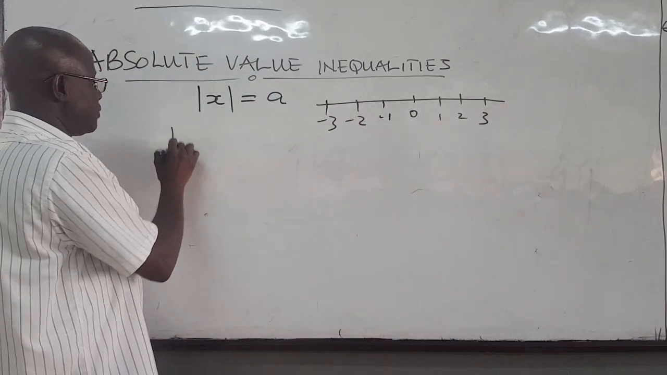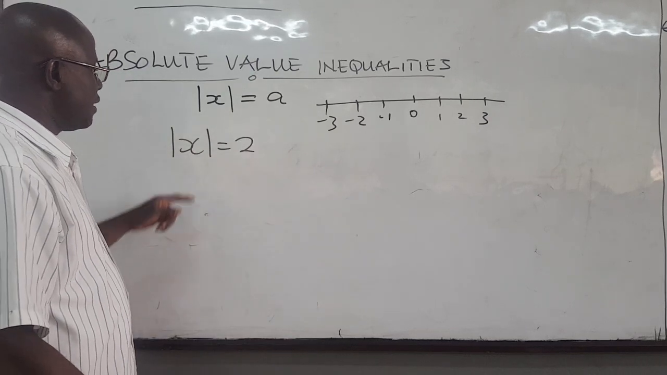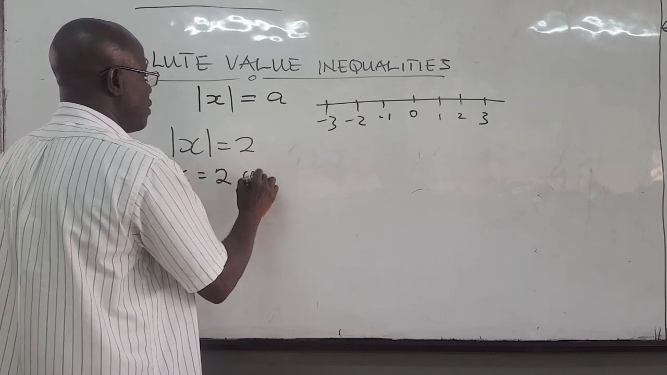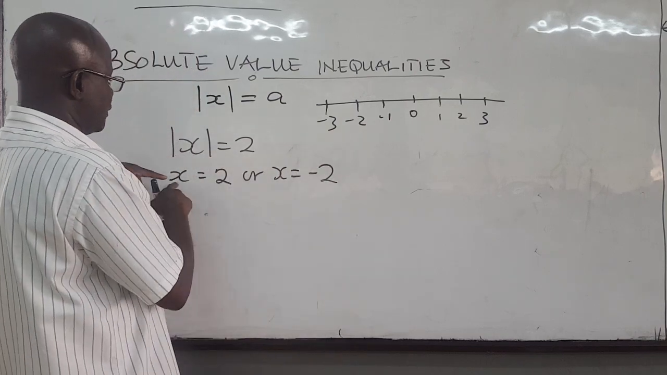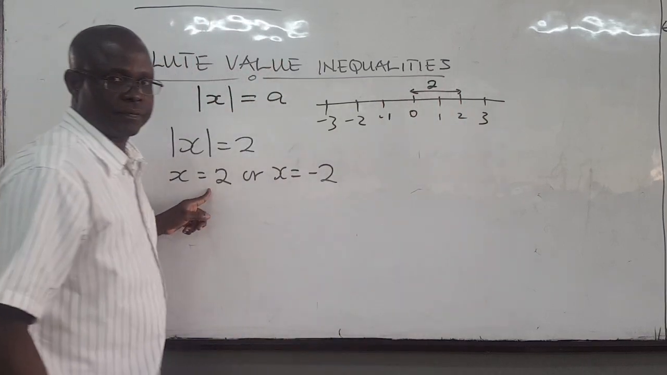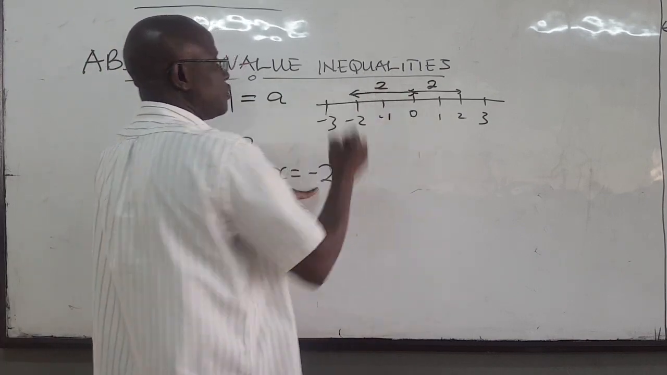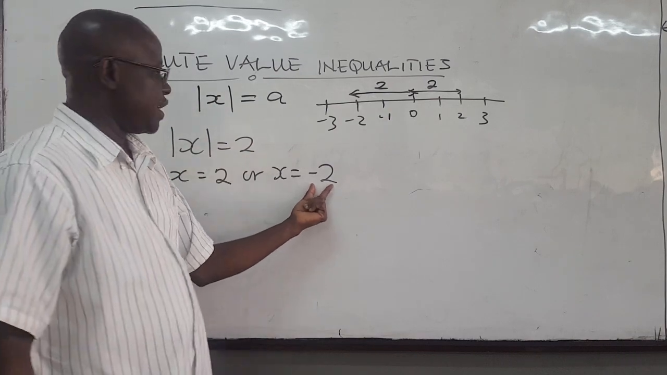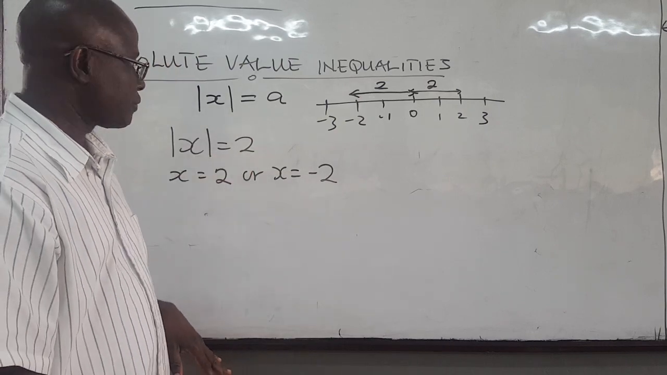If I say the absolute value of x is equal to 2, what that means is that this has two solutions. One is that x is equal to 2, or x is equal to -2, because the distance from 0 to 2 is 2 units, and the distance from -2 to 0 is also 2 units. Therefore, the absolute value of 2 is 2, and the absolute value of -2 is also 2. Okay, so those were absolute value equations.